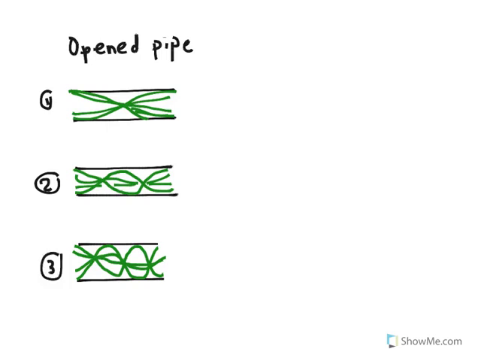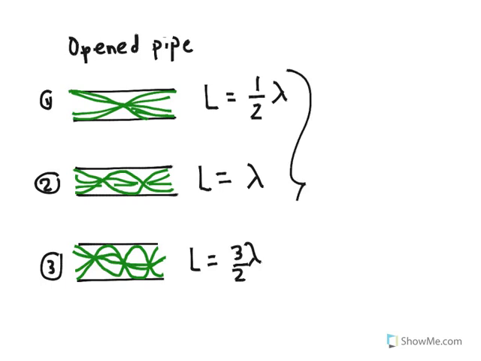In the first mode, the length of the pipe is going to be 1/2 of the wavelength. In the second mode, the length is going to be the wavelength. In the third mode, we're going to have 3/2 of the wavelength, and so on and so forth, such that the length is going to be equal to the mode over 2 times the wavelength.